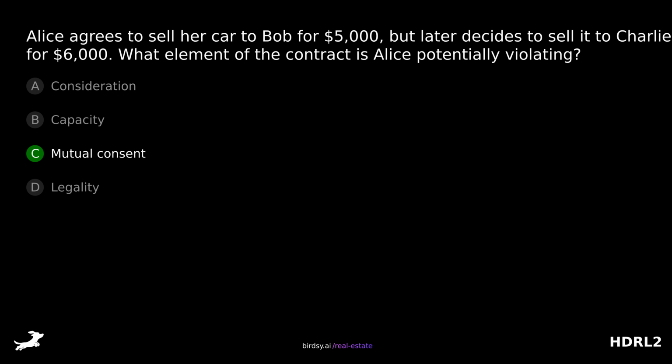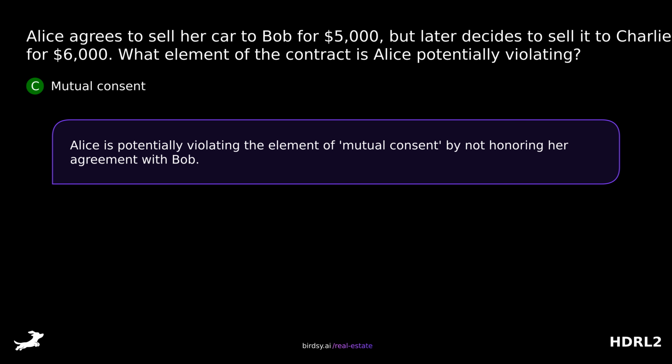The answer is C, mutual consent. Alice is potentially violating the element of mutual consent by not honoring her agreement with Bob.